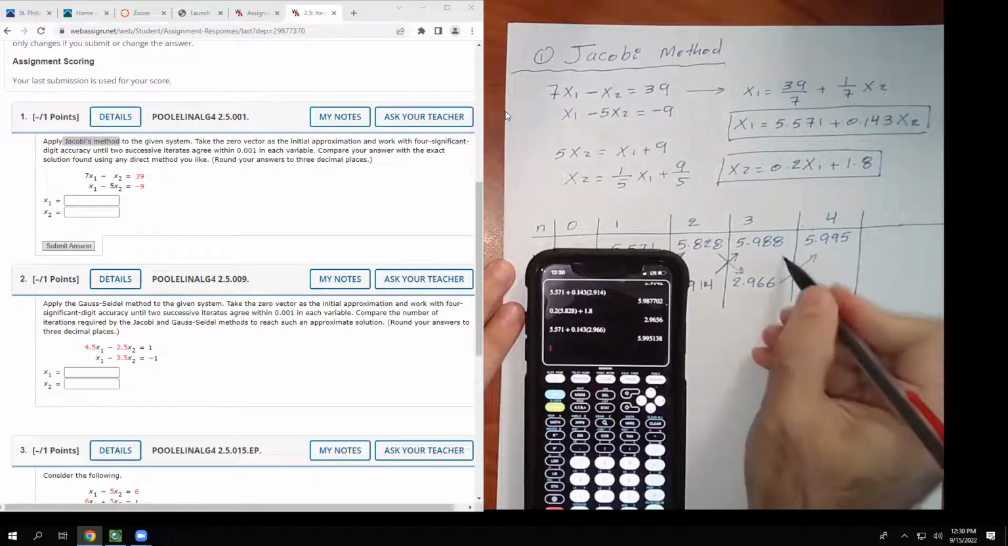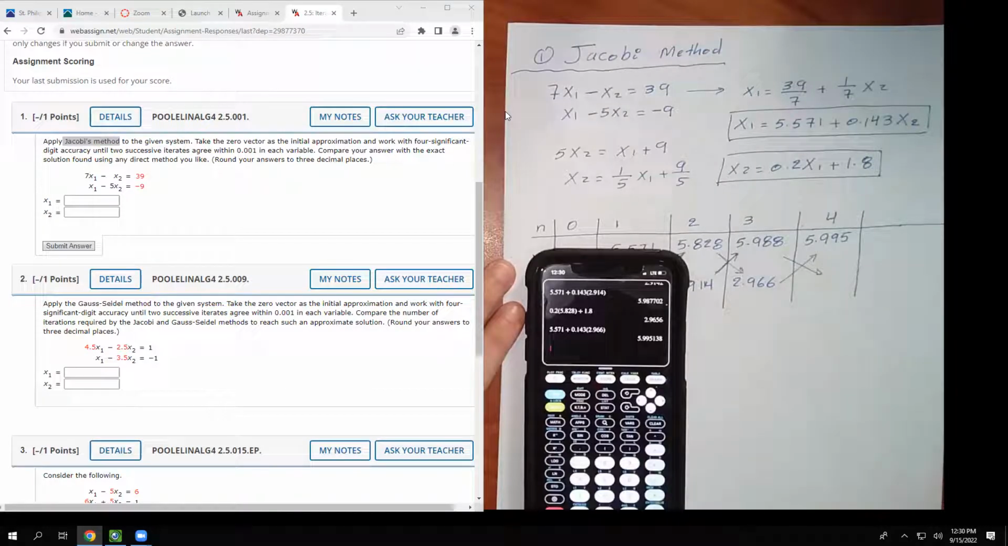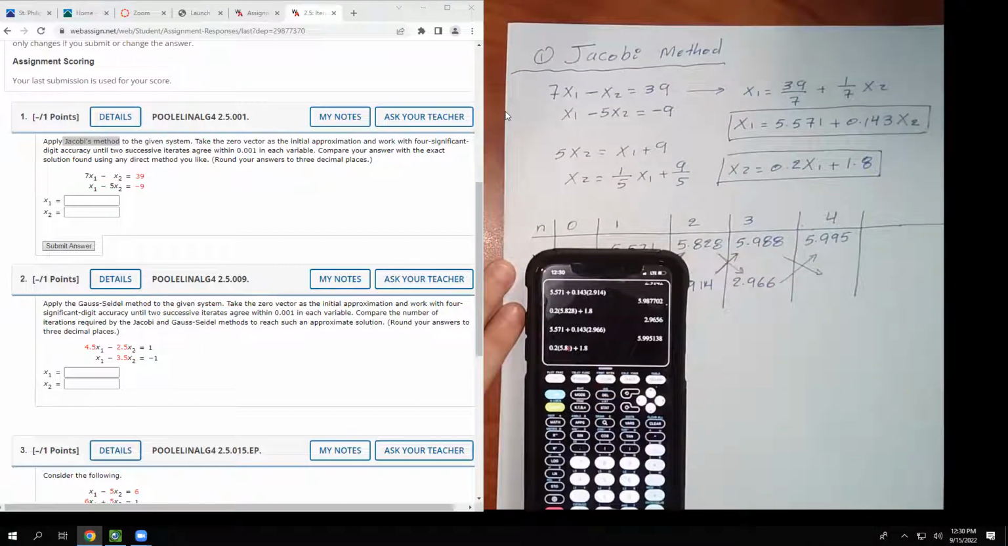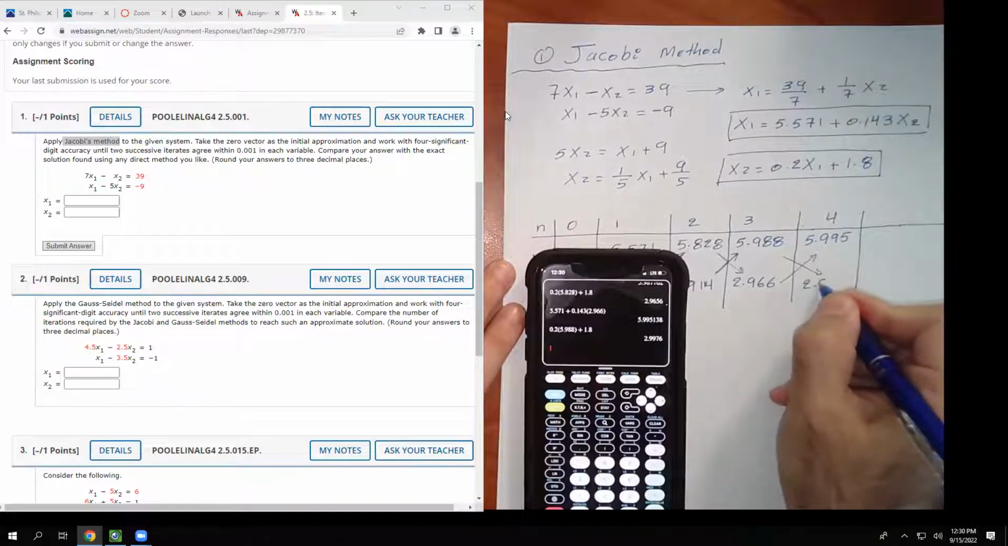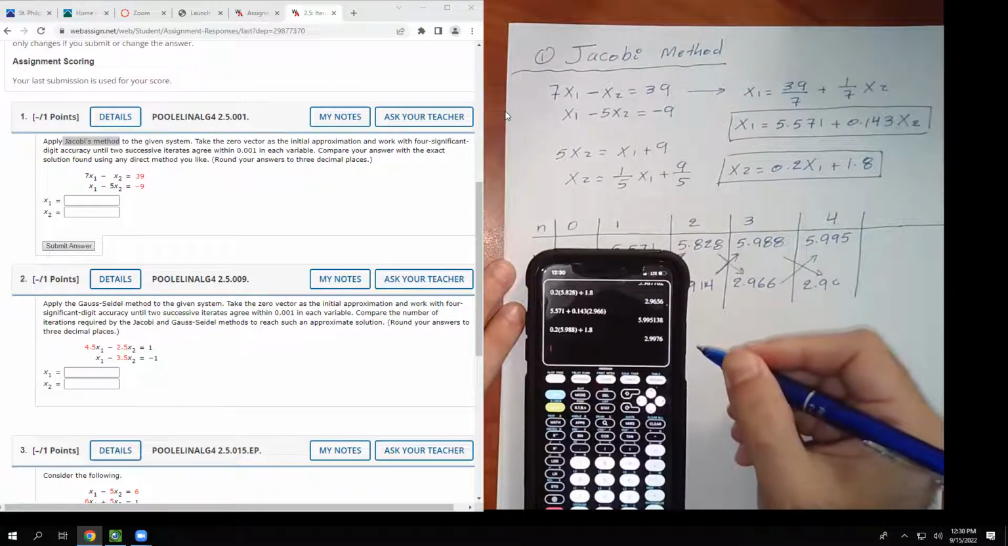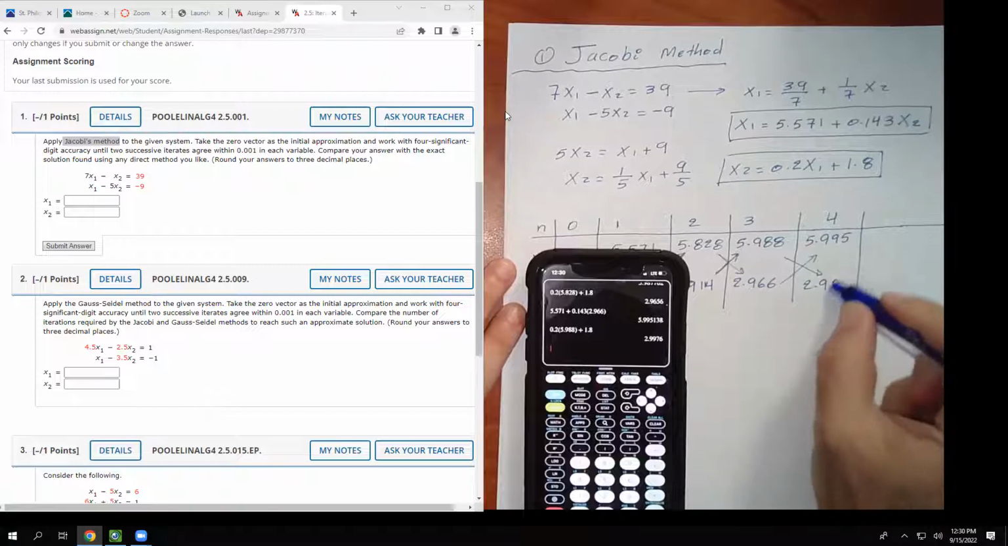Now let's find the value of x2. I'm going to use this function and change x1 to 5.988. So it's going to be 2.998.